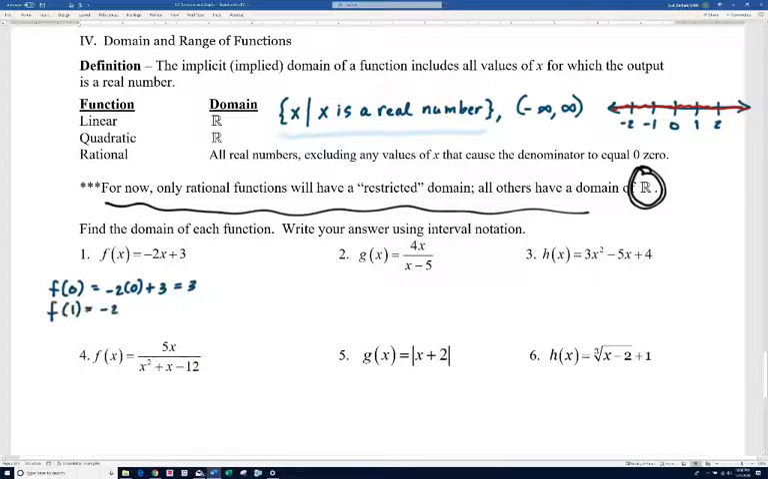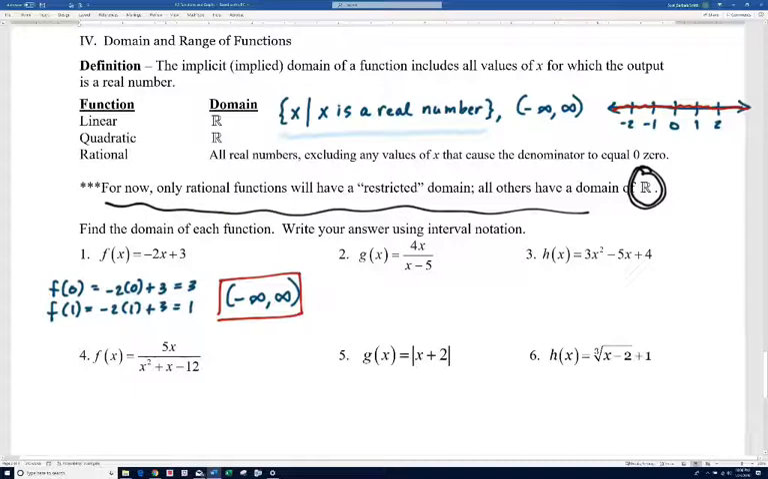Let's do one more. F of 1 would equal negative 2 times 1 plus 3, and you're going to get 1 there. So really, no matter what you plug in, can't you multiply any number by negative 2 and add 3, and you're just going to get another real number? Don't really have any issues with this one, and so our domain is all real numbers.